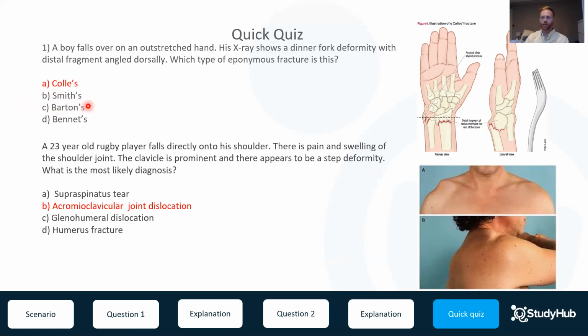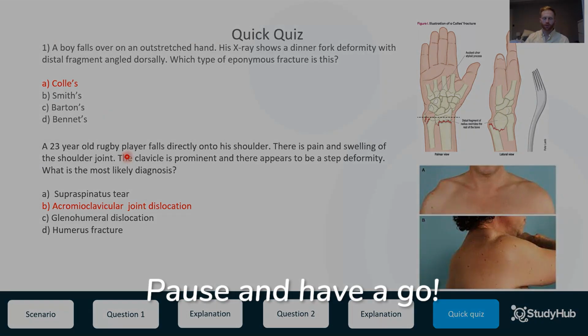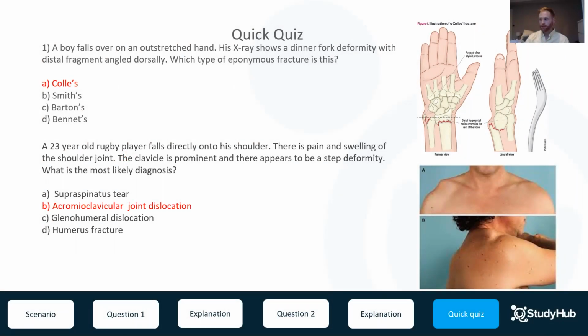Does anybody want to try in the chat to give an idea or a description of any of those other 3 fractures if they think they know? A volar displacement. Yep. Yeah, again, Smith's distal radius fracture, distal fragment angled volarly. Yep, perfect, that's correct. So it's essentially the opposite way around, and the injury happens the opposite way around as well. If you fall on an outstretched hand with your wrist extended, the opposite happens if you flex your wrist, and that gives you a Smith fracture.